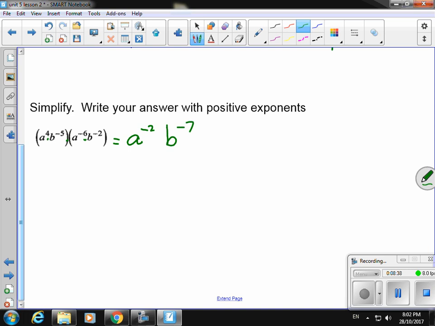We don't like negative exponents. They're ugly. So they've asked us to write it with positive exponents. That means I'm going to flip both the a's and the b's, inverted because they have negative exponents. So they're both going to the denominator. I'm going to have a to the positive 2 and b to the positive 7 in the denominator. Final answer.